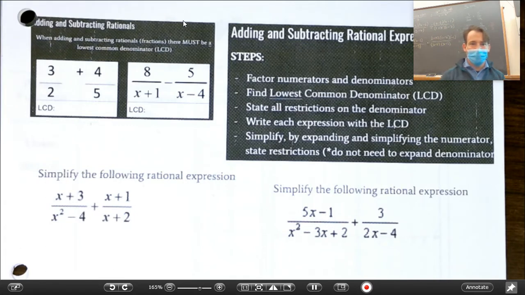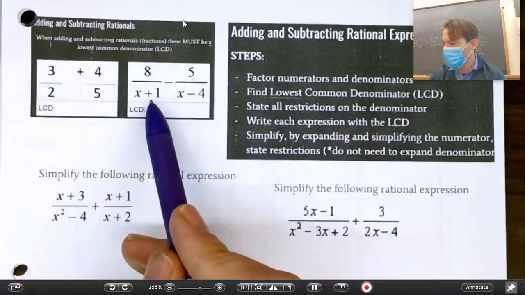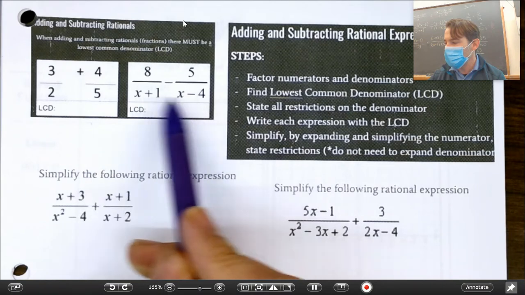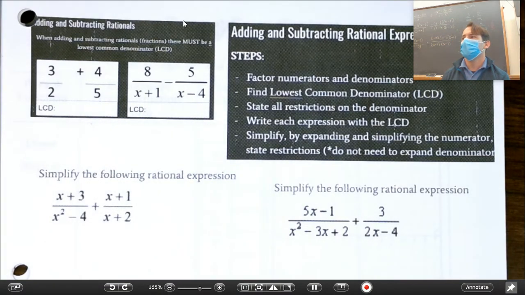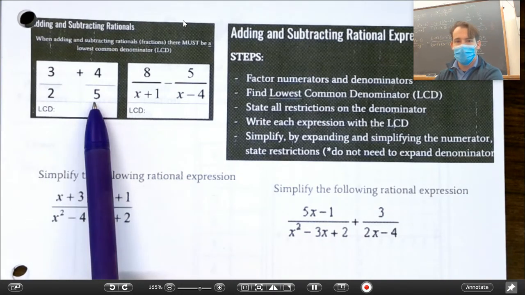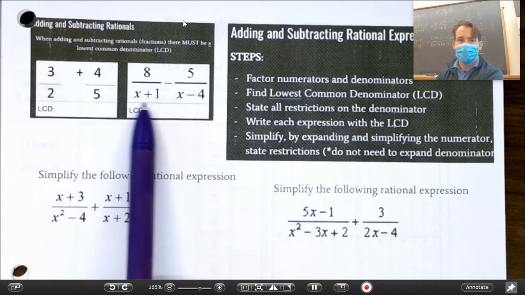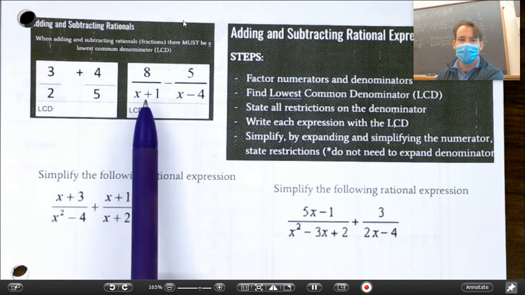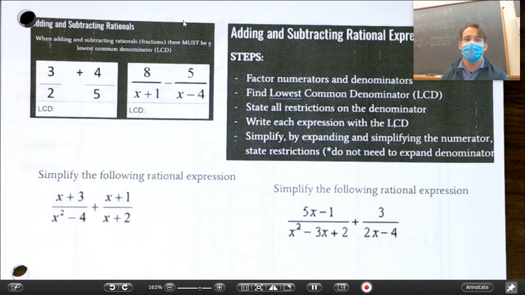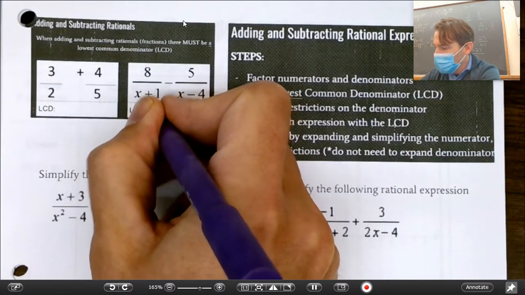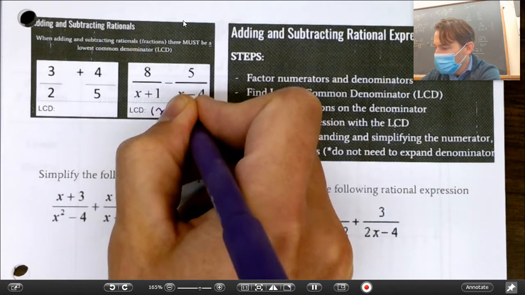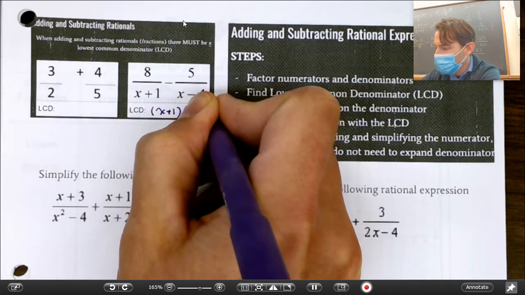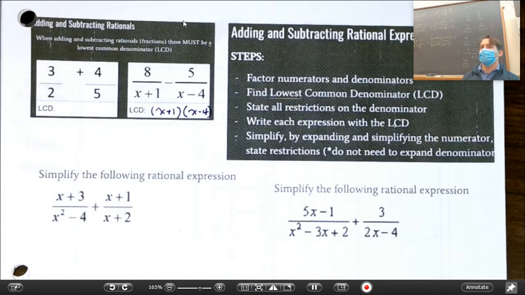So over here, when I have x plus 1 and x minus 4, what would be my lowest common denominator there? I'll give you a hint. We do the same thing we did over here. What's the lowest common denominator that I could have in these fractions? It's going to be x plus 1 multiplied by x minus 4. That's the only way to create a lowest common denominator there. Multiply the two denominators together.